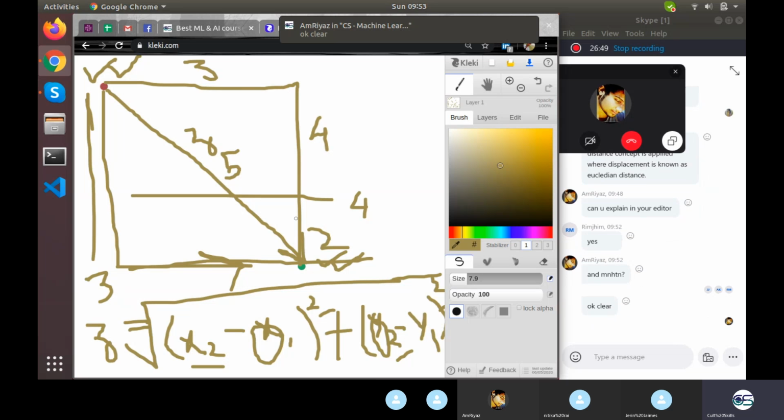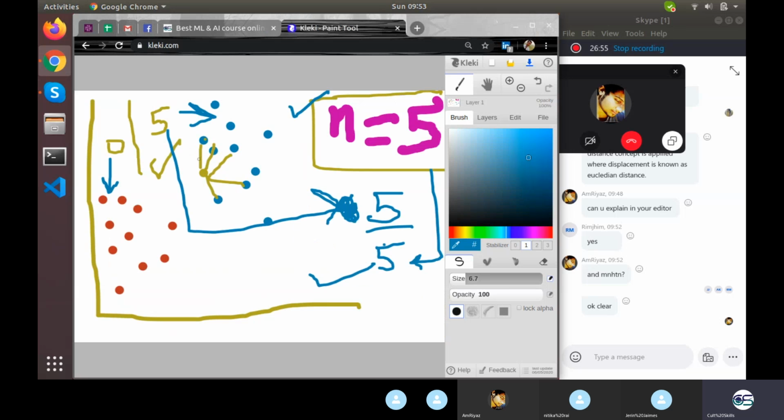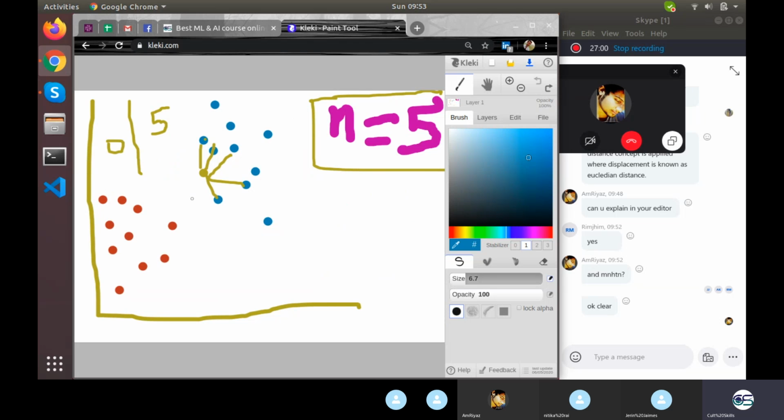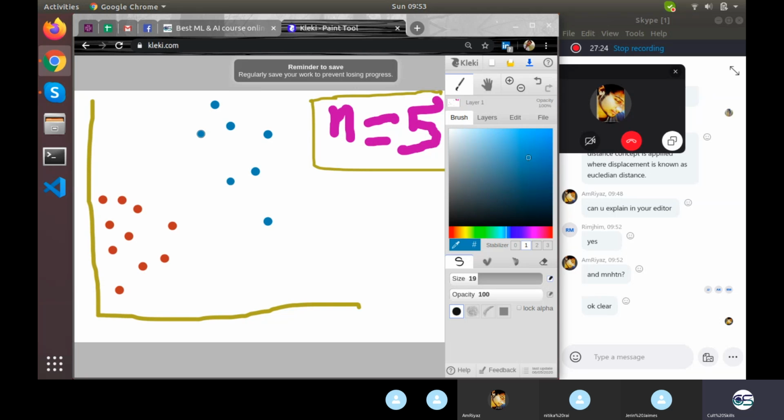All right. So now our KNN is working on the basis of Euclidean distance. Now let's talk about another case. Let's clear it off a bit. Okay, I'll be drawing a few more points. This is what my data set looks like.